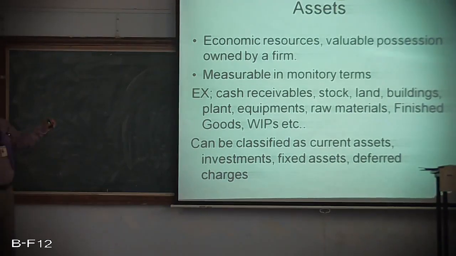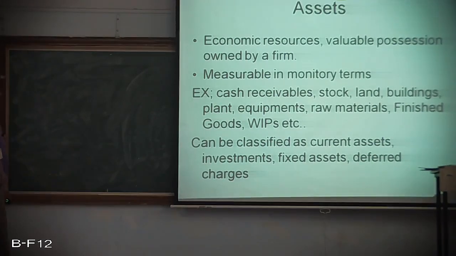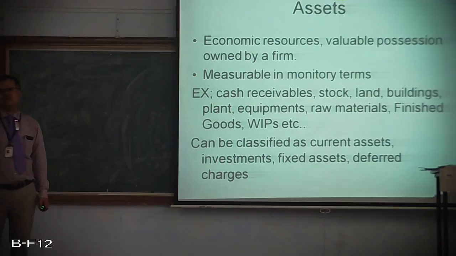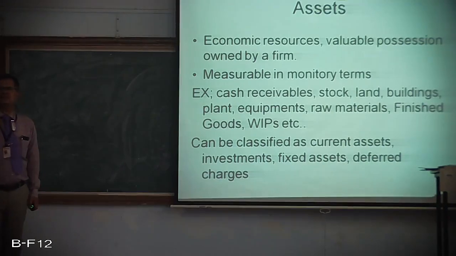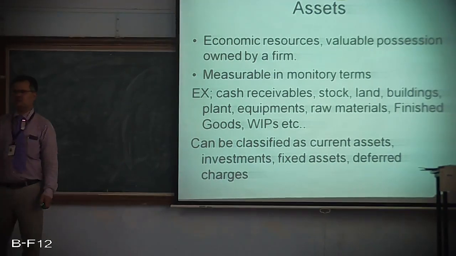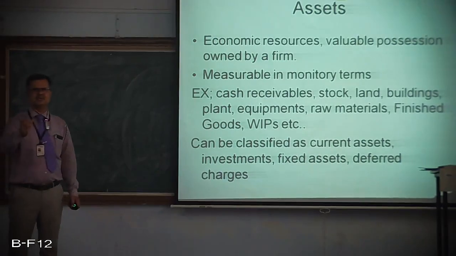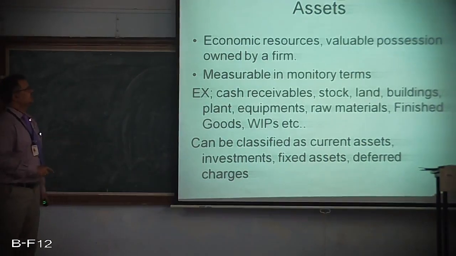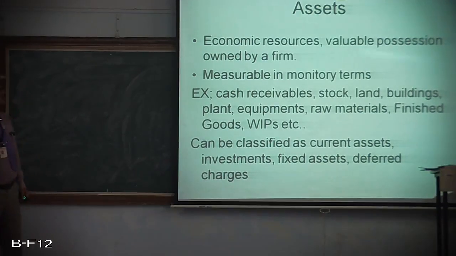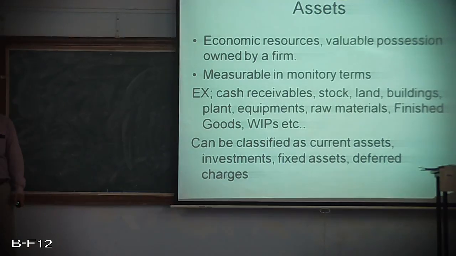Assets are basically the economic resources, valuable possessions owned by a firm, measurable in monetary terms. Remember, anything in the organization, whether it's equipment or material or raw material, should be converted into monetary terms. So they are called assets: economic resources, valuable possessions owned by a firm, measurable in monetary terms.